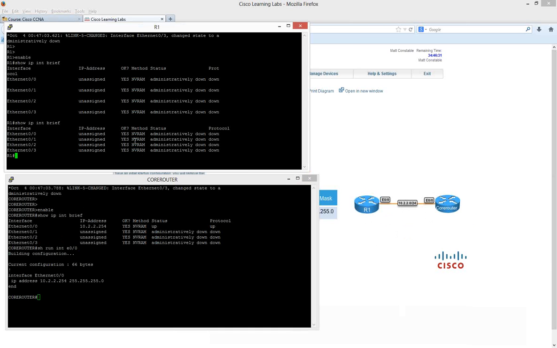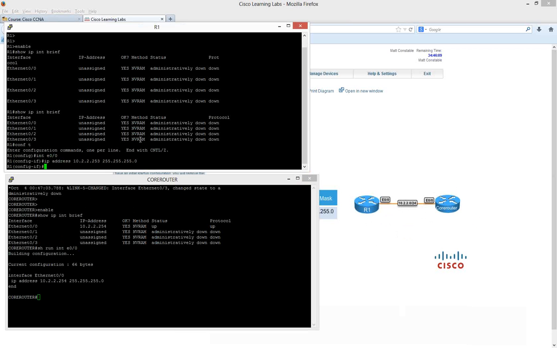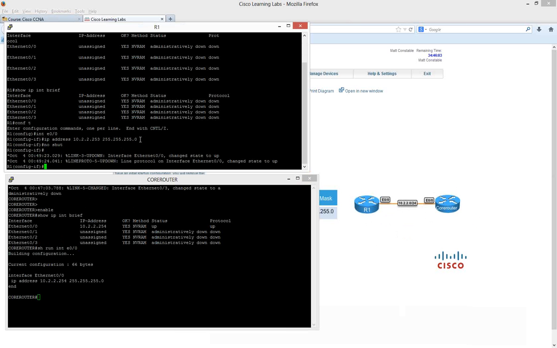And over here on router 1, we don't currently have an IP address. So I'm going to put an IP address on Ethernet 0/0, in the same network. So we're going to go int e0/0, the address 10.2.2.253, so just the next step down. Same network mask, and then we're going to no-shut it. Okay, so no-shut, or the correct full term, no-shutdown.